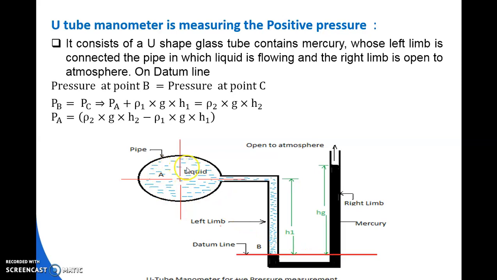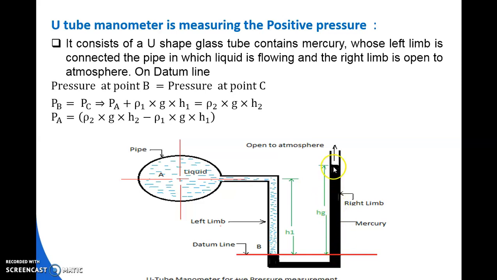The area of the pipe is more. While the liquid is entering the left limb of the U-tube, a rise of liquid takes place, and the liquid enters into the U-tube and forces the mercury to the right side. If you are going to measure the positive pressure or high pressure, the high pressure of the liquid will cause the mercury to move in the right limb.